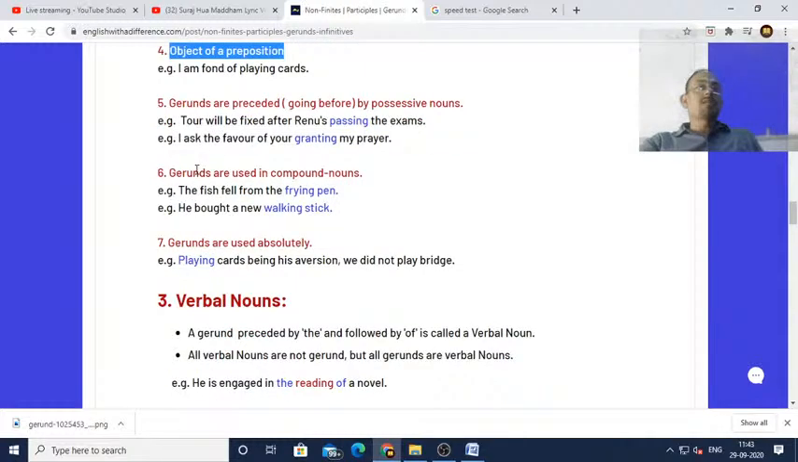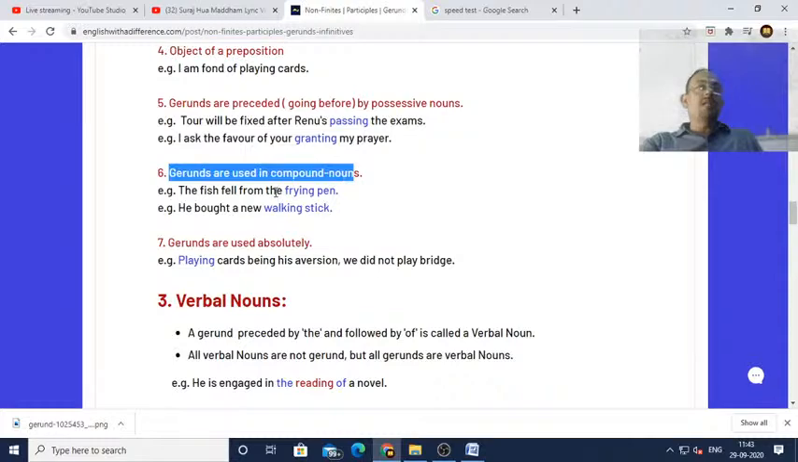Next, gerunds are used in compound nouns. For example, "The fish fell from the frying pan." Compound noun, because frying pan are used together. Walking stick, they are used together. Therefore, they are called compound nouns. So gerunds are also used in compound nouns.